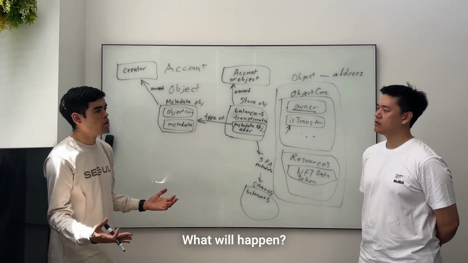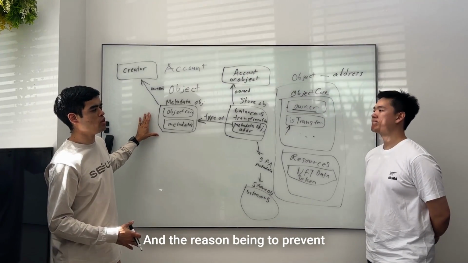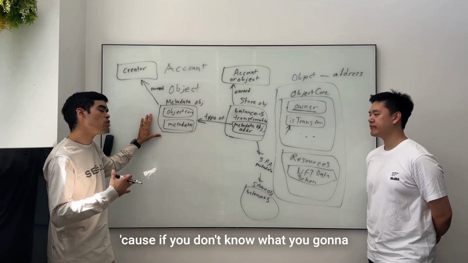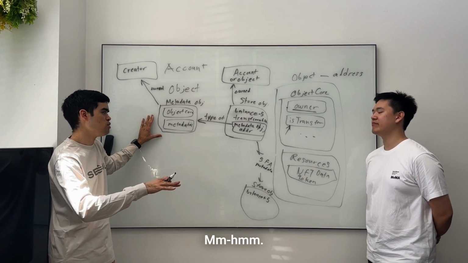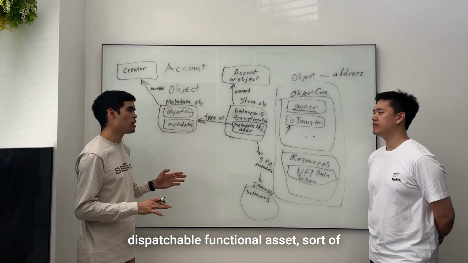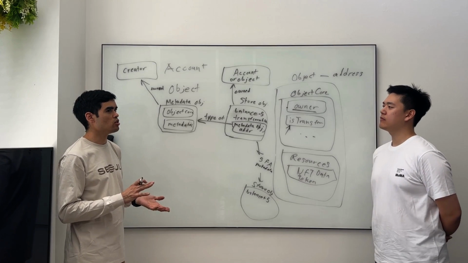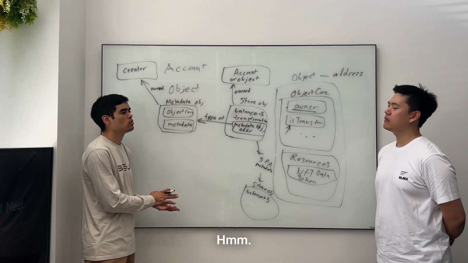Okay. What will happen. Move was originally designed to be static dispatch only, and the reason being to prevent bugs that come with dynamic dispatch. Because you don't know what you're going to run, you don't know if it's going to work, and that is kind of messy. But that's why we came up with this dispatchable fungible asset, to fill in a gap where we want it to be easy enough to work with, but held within certain guardrails.